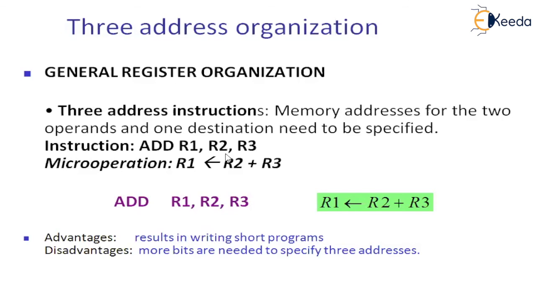We do specify three operands within an instruction. The first one is the destination, the next two are the sources. When a program has to be written in three address instructions, it will be very short indeed. But with one address instruction, the program could be longer. So that is the advantage with the three address instruction. But the problem is when you specify three operands within an instruction, the instruction code could be lengthy. The number of bits required for an instruction is much more than for a one address instruction.